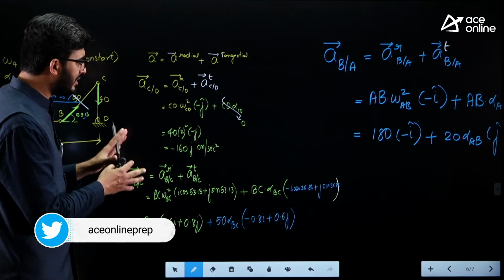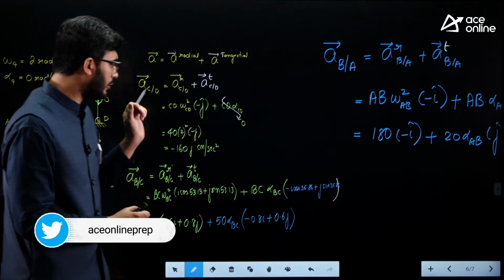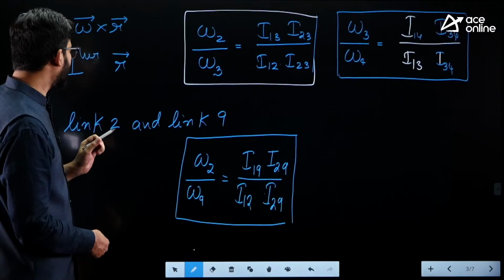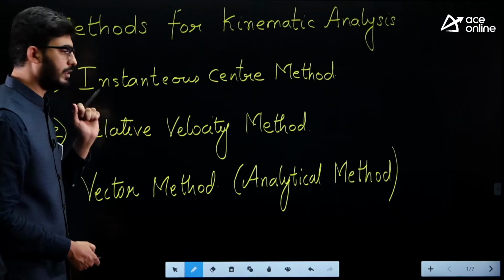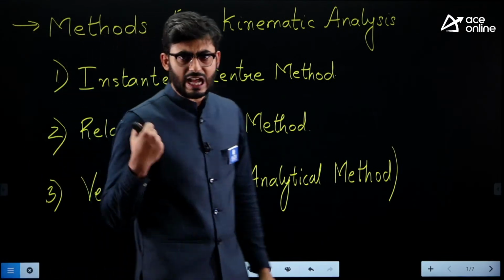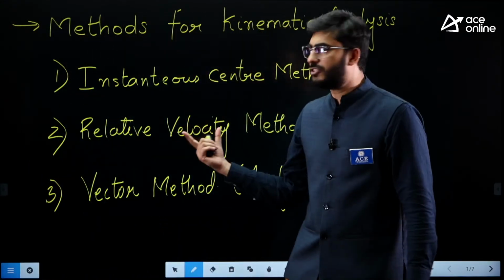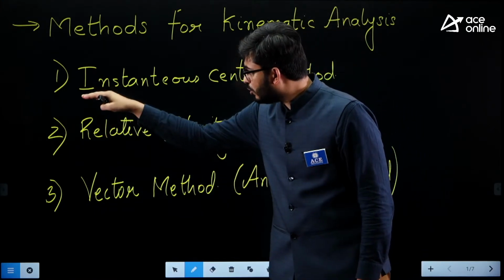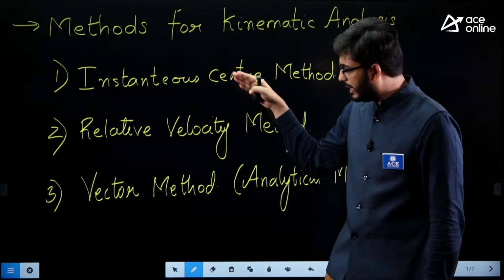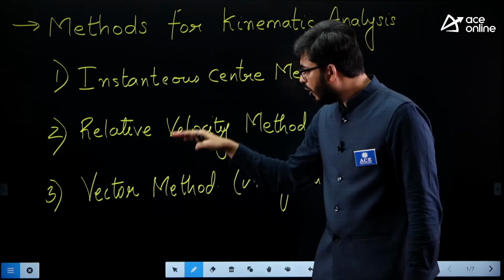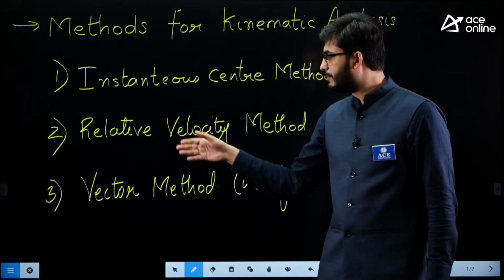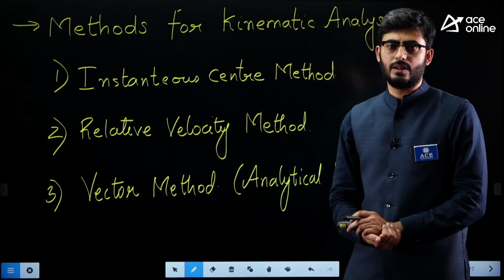So please practice this vector method so that once you are thorough with the vector method, the relative velocity method or the graphical method becomes very much easier when you are solving. So first, I would advise you to start with eye-center method, then go for vector method. If you want to learn this relative velocity method, if you have a grip over vector method, then this becomes easier.